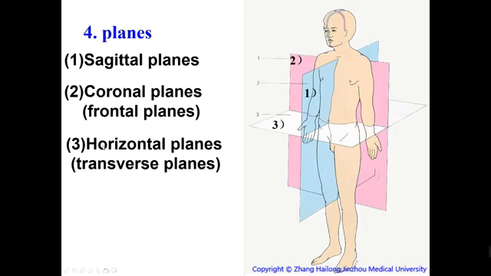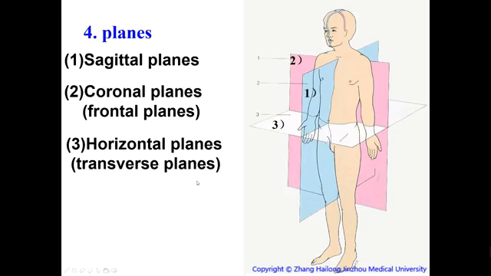And the third one is the horizontal plane, the white plane. This plane crosses the coronal axis and the sagittal axis. The two axes cross each other and form the horizontal plane or transverse plane.